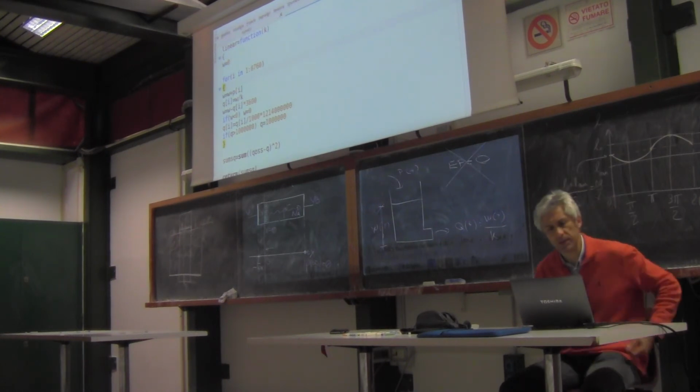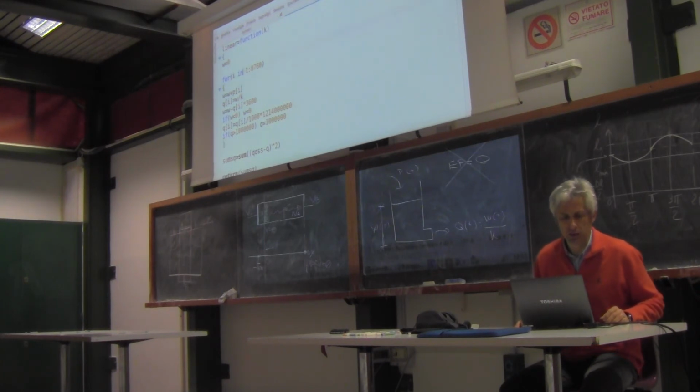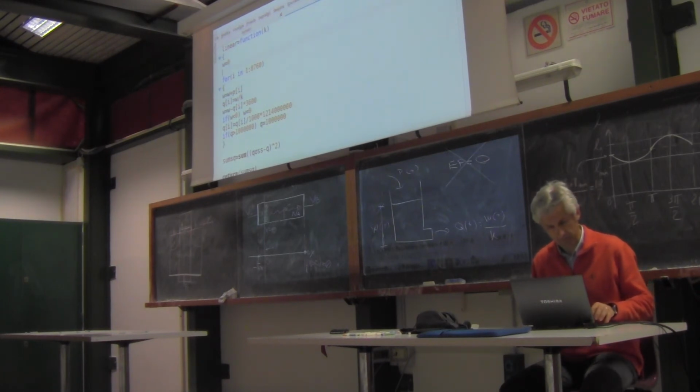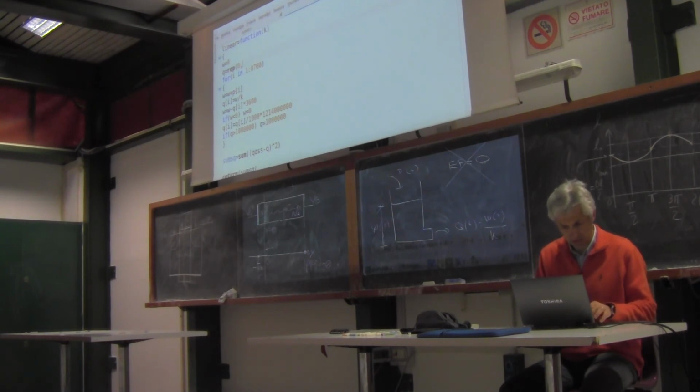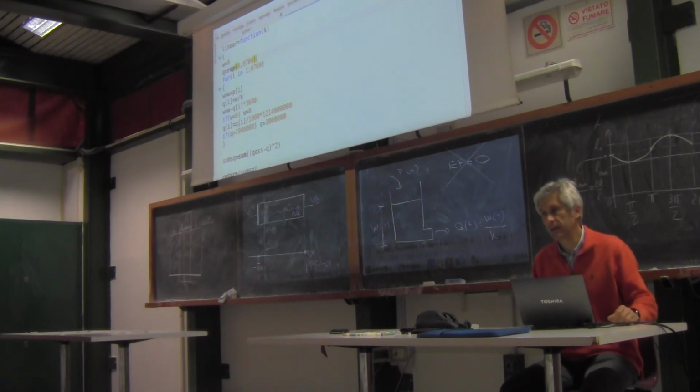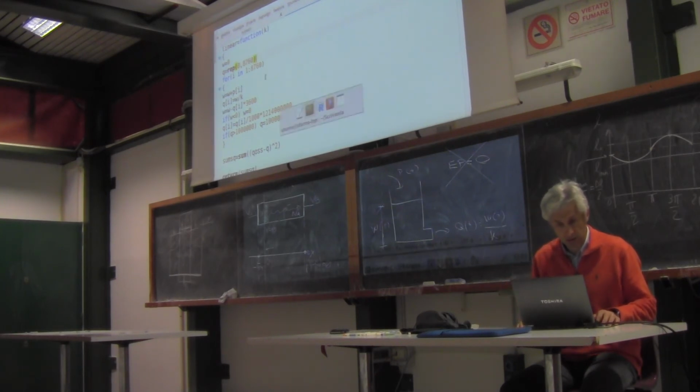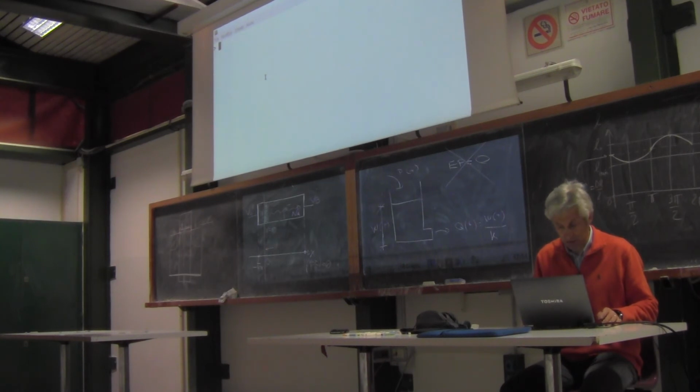Ah, yeah, okay, I understand. We need to define Q. Sorry, Q. We need to define Q. Q equal rep 0, 7, 6. I forgot to define the vector Q. You remember that we need to define vectors before using them. Okay, I did it. Now let me re-upload the function. And then let's try again with this.